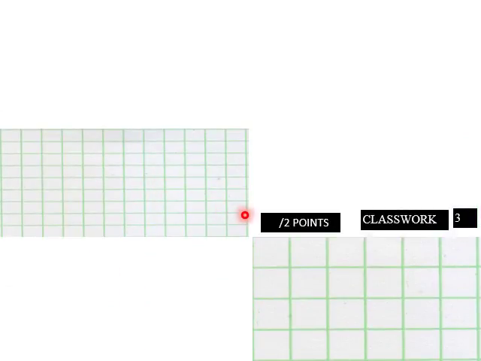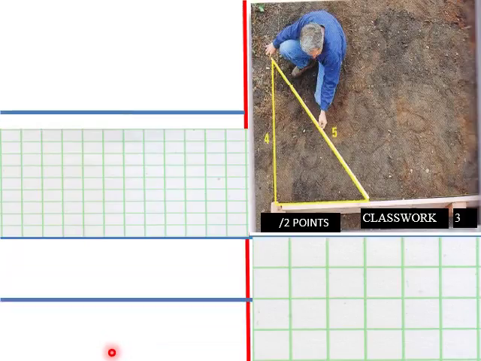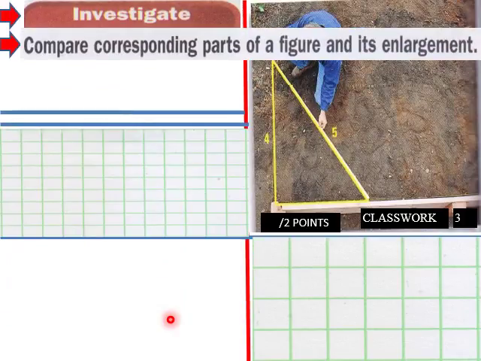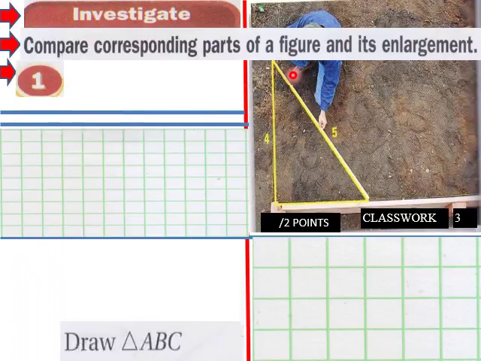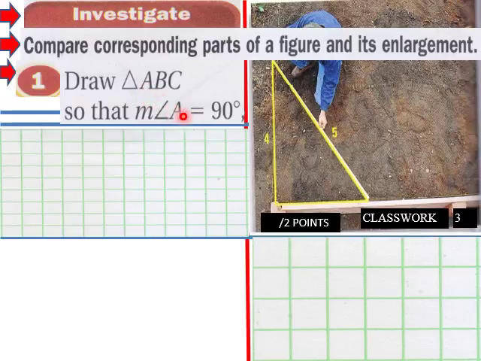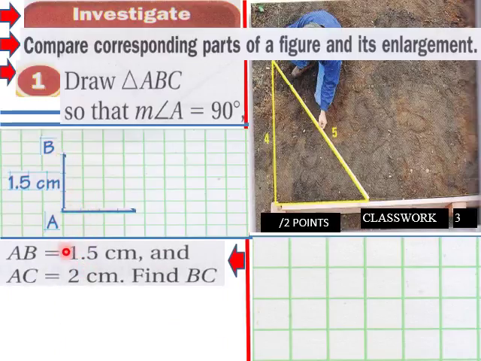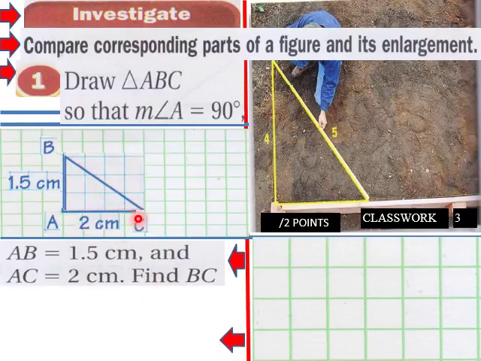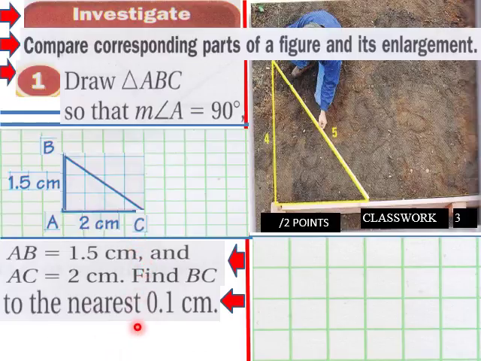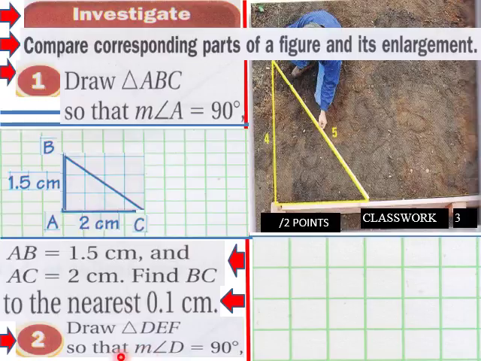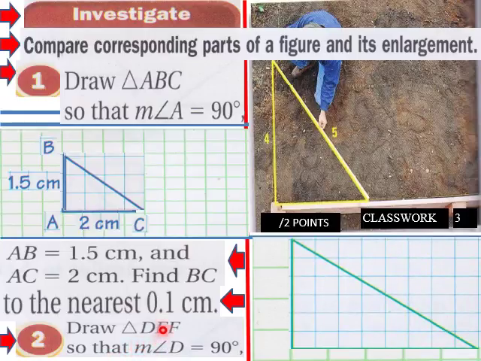So here's our graph paper, and our situation here would be to compare corresponding parts of a figure and its enlargement. Draw a triangle ABC so that angle A equals 90 degrees. Here's angle A, and here's point B up here. AB equals 1.5, so this is 1.5 here, and AC equals 2 centimeters out here. Find BC, so we need to find this dimension to the nearest tenth of a centimeter.